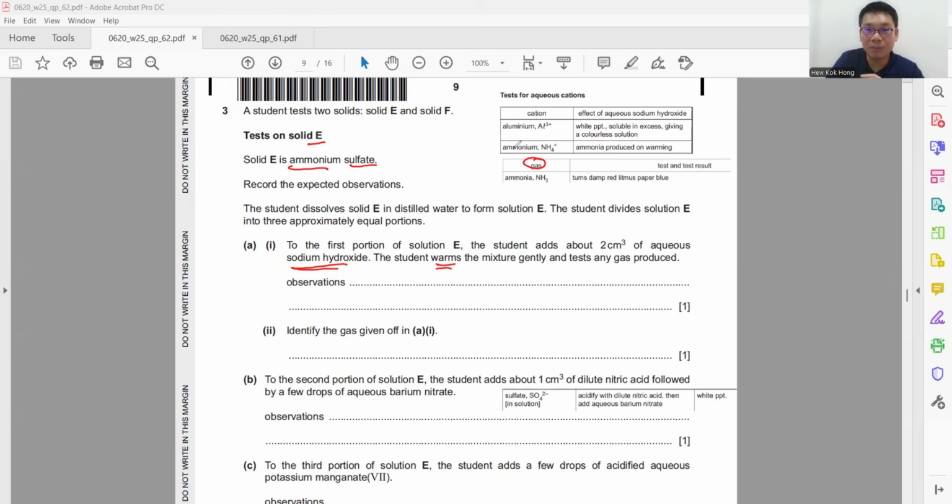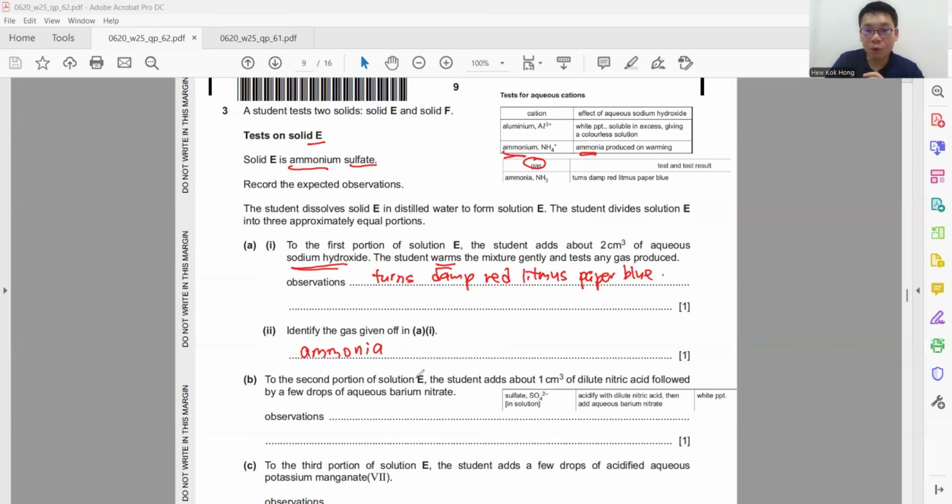We know ammonium, when we warm it, will form ammonia. So the test of ammonia is that it turns damp red litmus paper blue. All the information is already in the table, you just extract the related information. Identify the gas given in A1: it is ammonia.